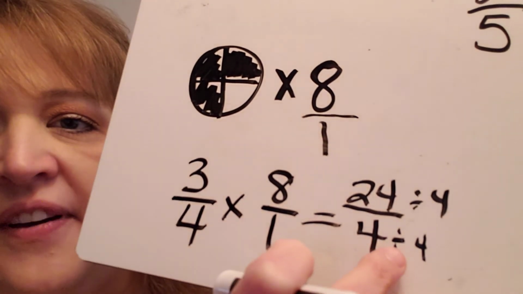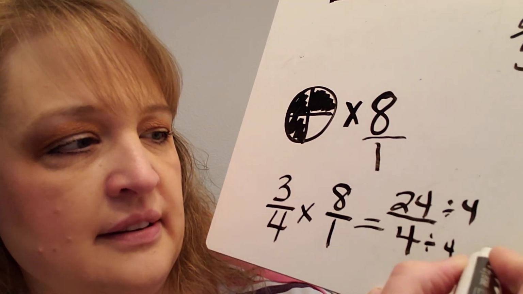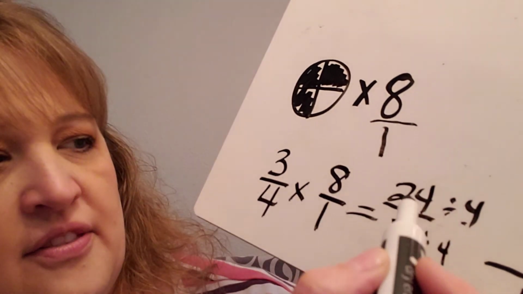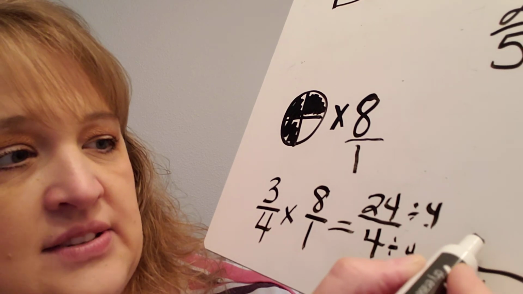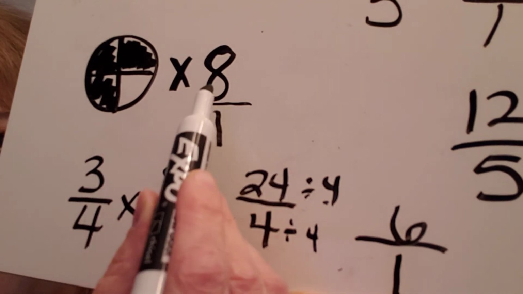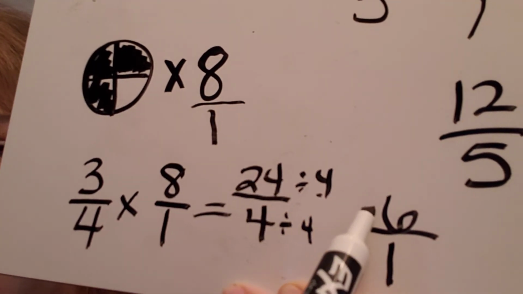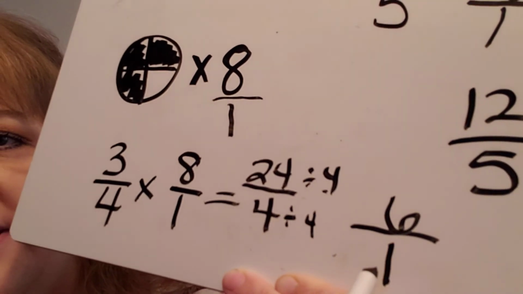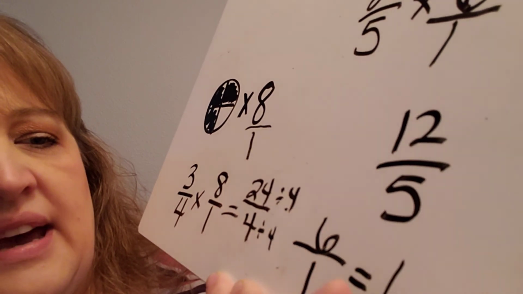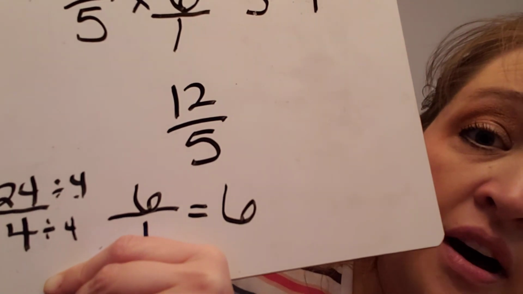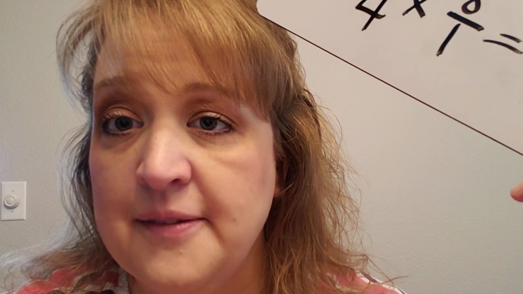So what is 4 divided by 4? Well, that's 1. And what is 24 divided by 4? That is 6. Now, if I have 6 over 1, that looks just like this, doesn't it? Except this is an 8 over 1 and this is a 6 over 1. Okay, so I know that 6 over 1, I can just put as 6. Now, a whole number is the simplest form, if you can have it that way.